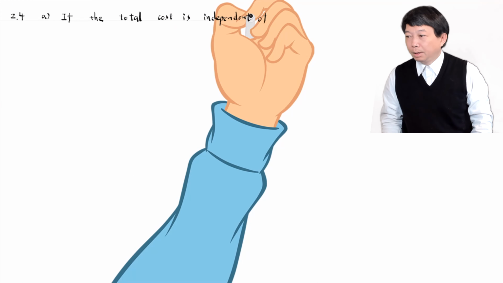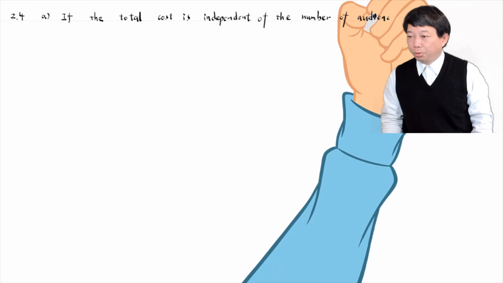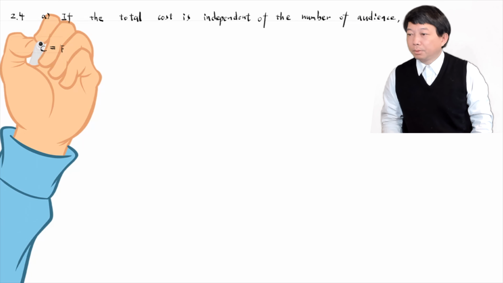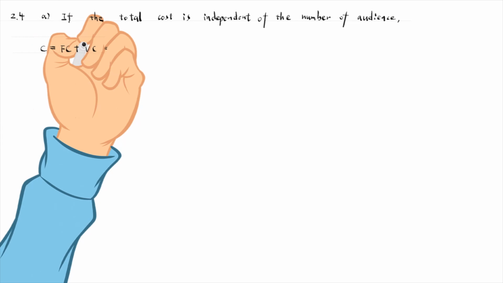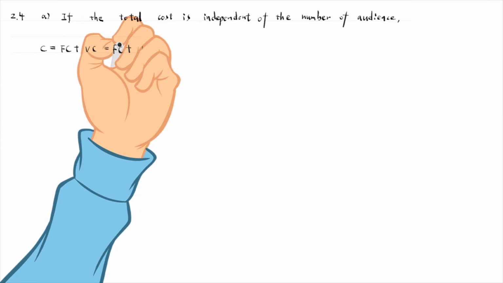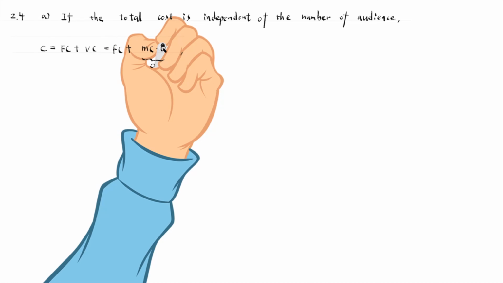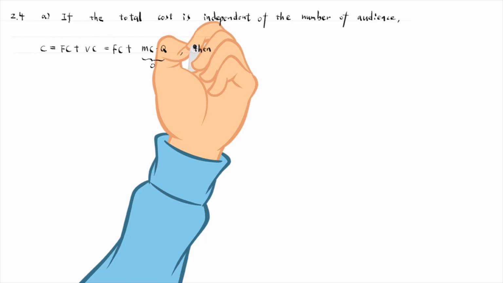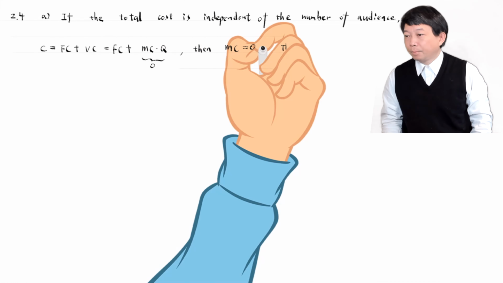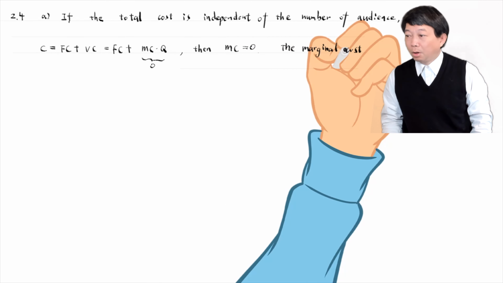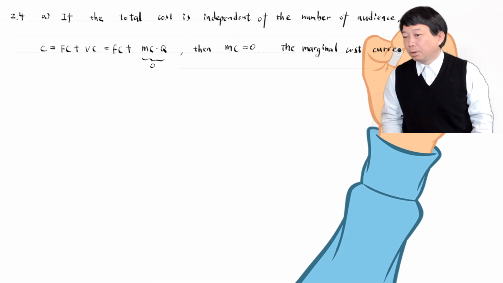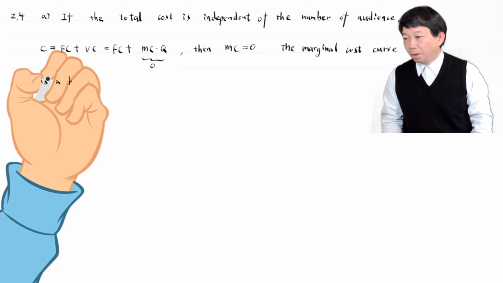If the total cost is independent of the number of audience, then the marginal cost equals 0. The marginal cost curve is a horizontal line that coincides with the horizontal axis.